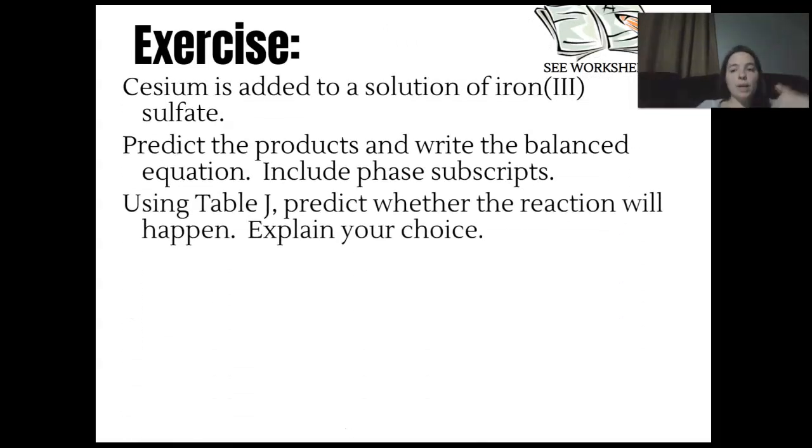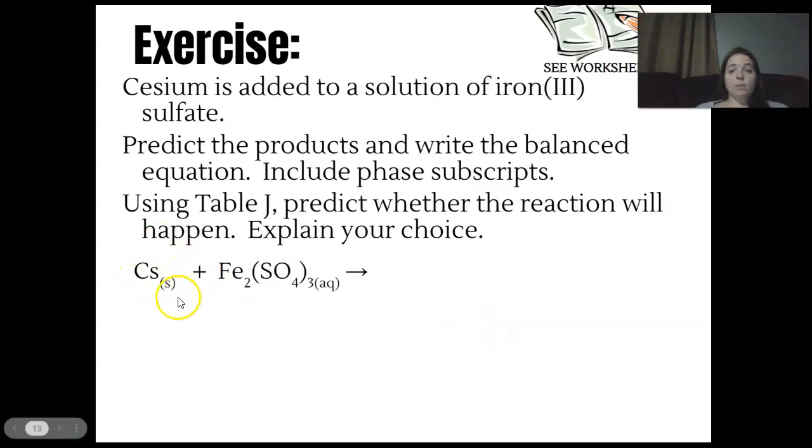All right, going back to the worksheets. We're going to do another little one. So cesium is added to solution of iron 3 sulfate. So again, we find the first part. Cesium is a solid. Iron 3 sulfate. So iron is a +3 in this case, because that's right there. And my sulfates are -2. So I've got a 3 here and a 2 here.